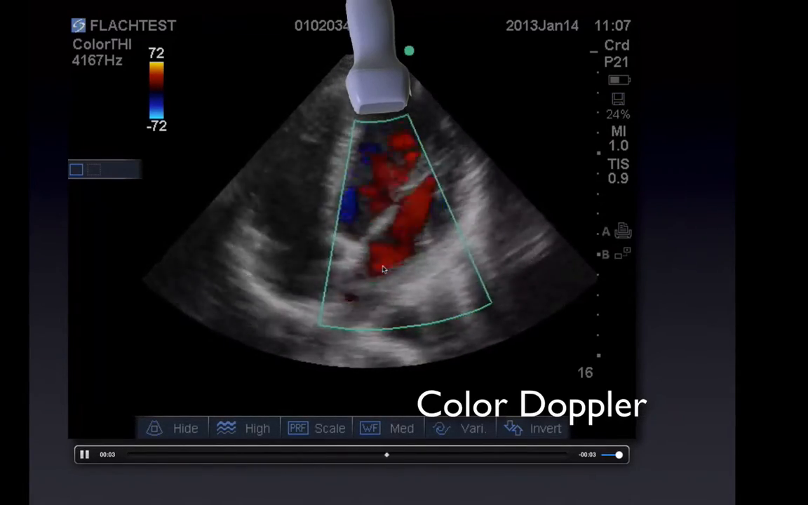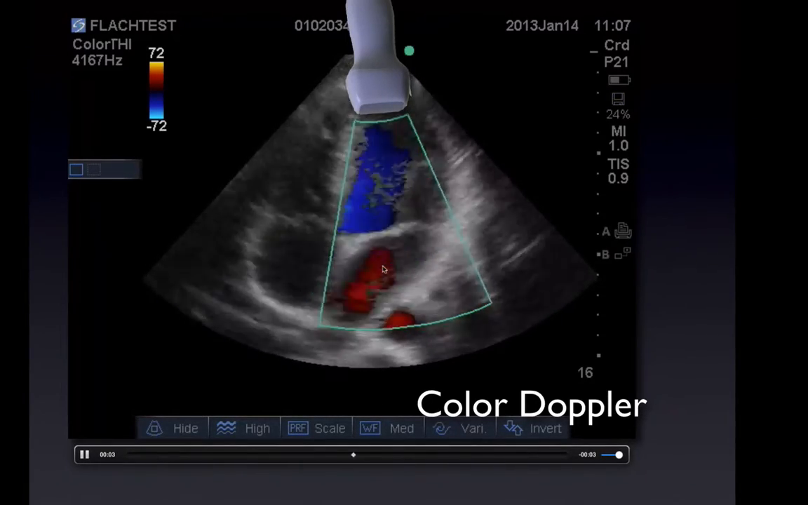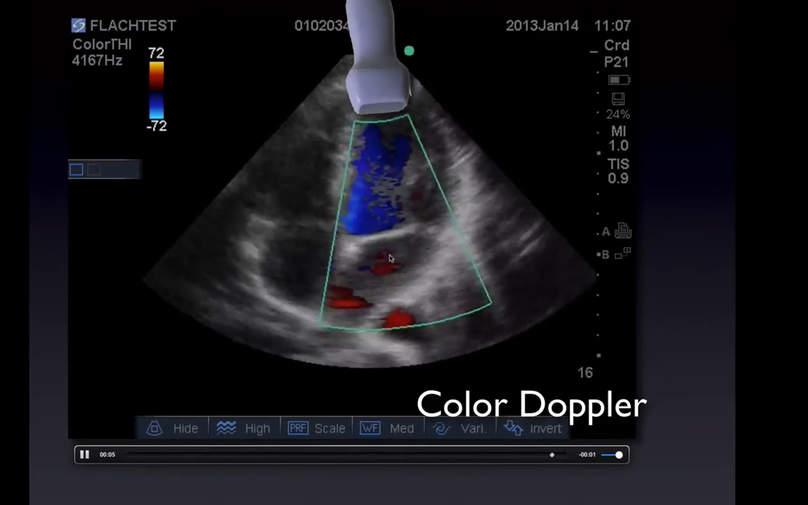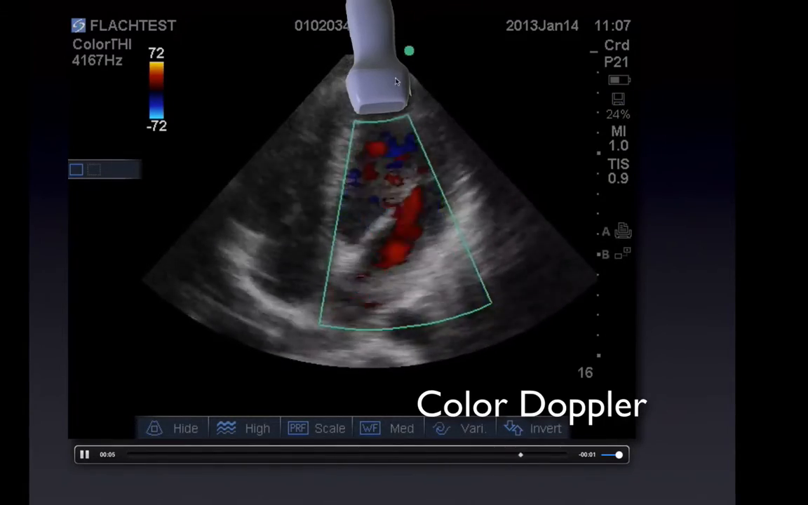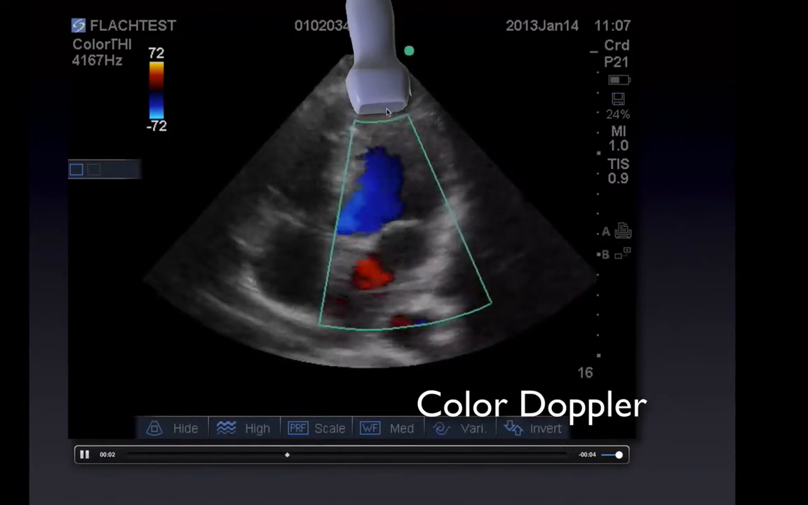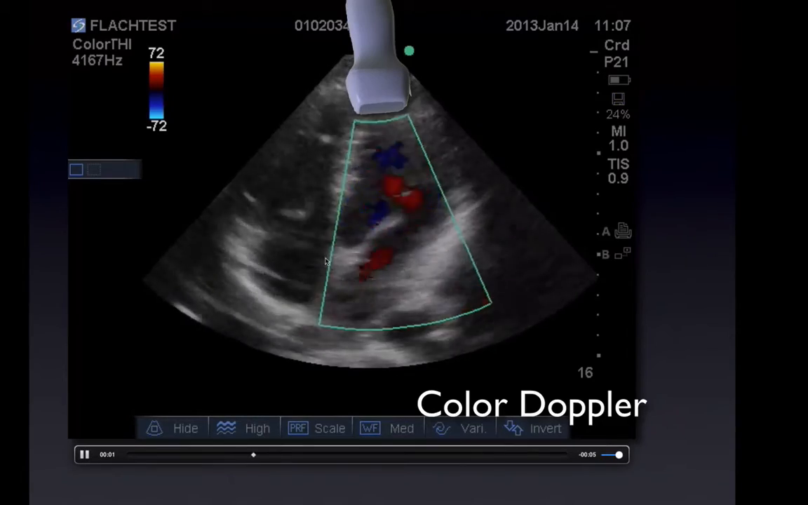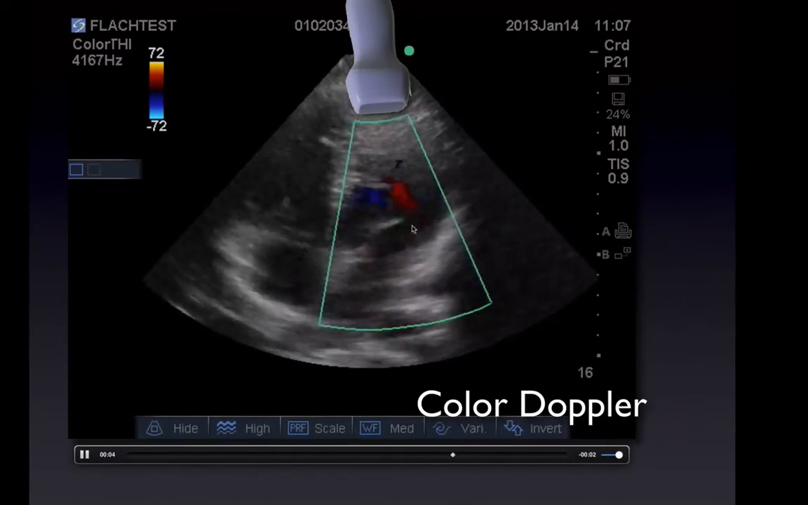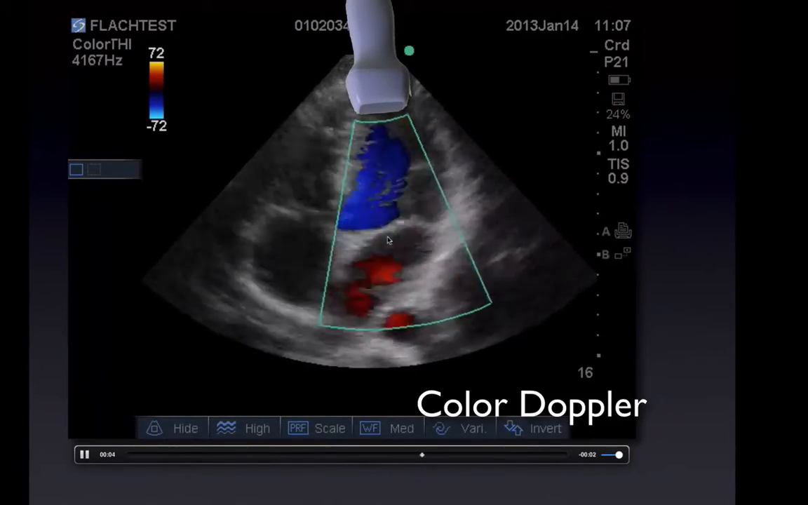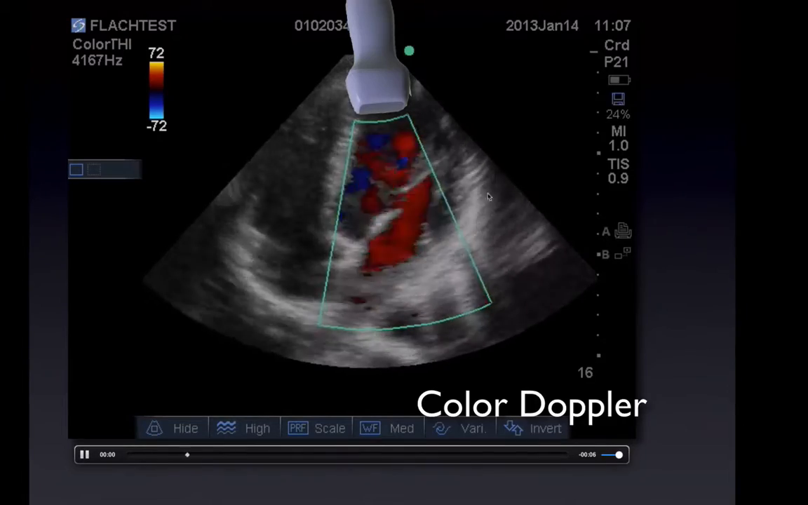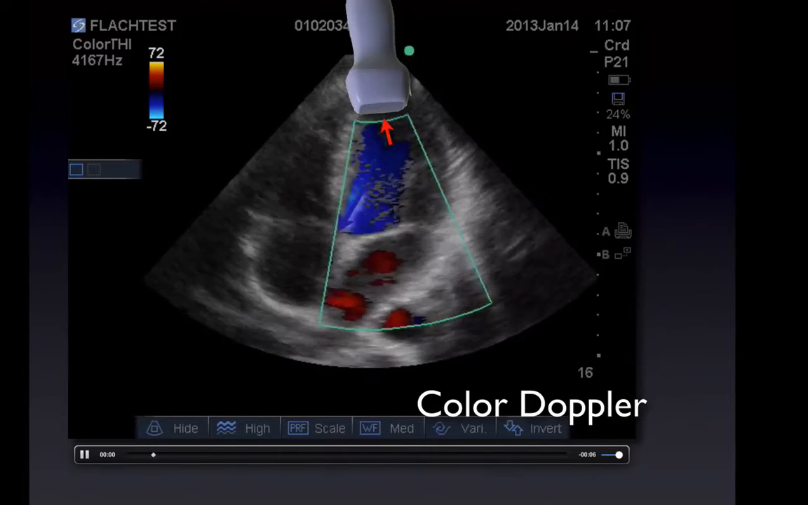If you're a fan of Bart Simpson, Bart, blue is away and red is towards. So red is towards the probe, and if you think about it, you have blood moving from the atria to the ventricle. So red towards the probe, and then blue away. It's going to move from the left ventricle out the aortic outflow tract. So it makes sense. And basically, if this patient had a lot of mitral regurg, you would see a lot of blue coming back, and you basically don't. Okay. So red towards, blue away.